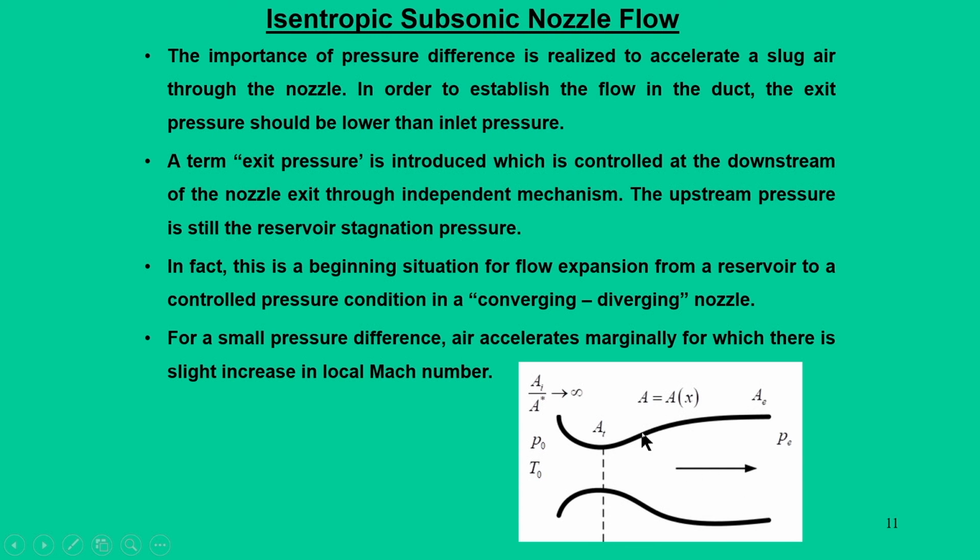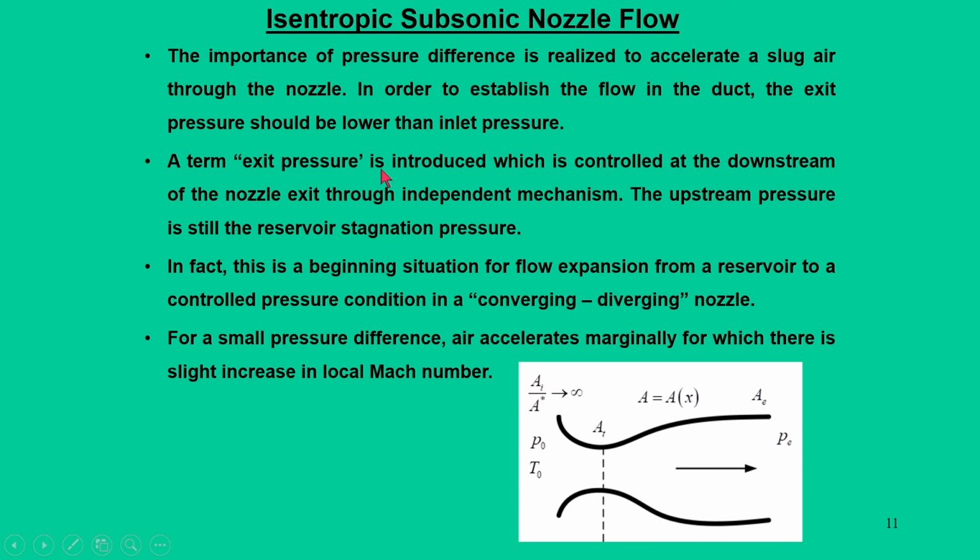So, for the starting phase, we are trying to say that if you just keep a nozzle on a table, the flow is not going to happen. For the flow to happen, we have to create an adequate pressure difference. So, that way we call this the exit pressure, which is introduced and controlled downstream of the nozzle through some independent mechanism, and this upstream pressure may still be a reservoir pressure.